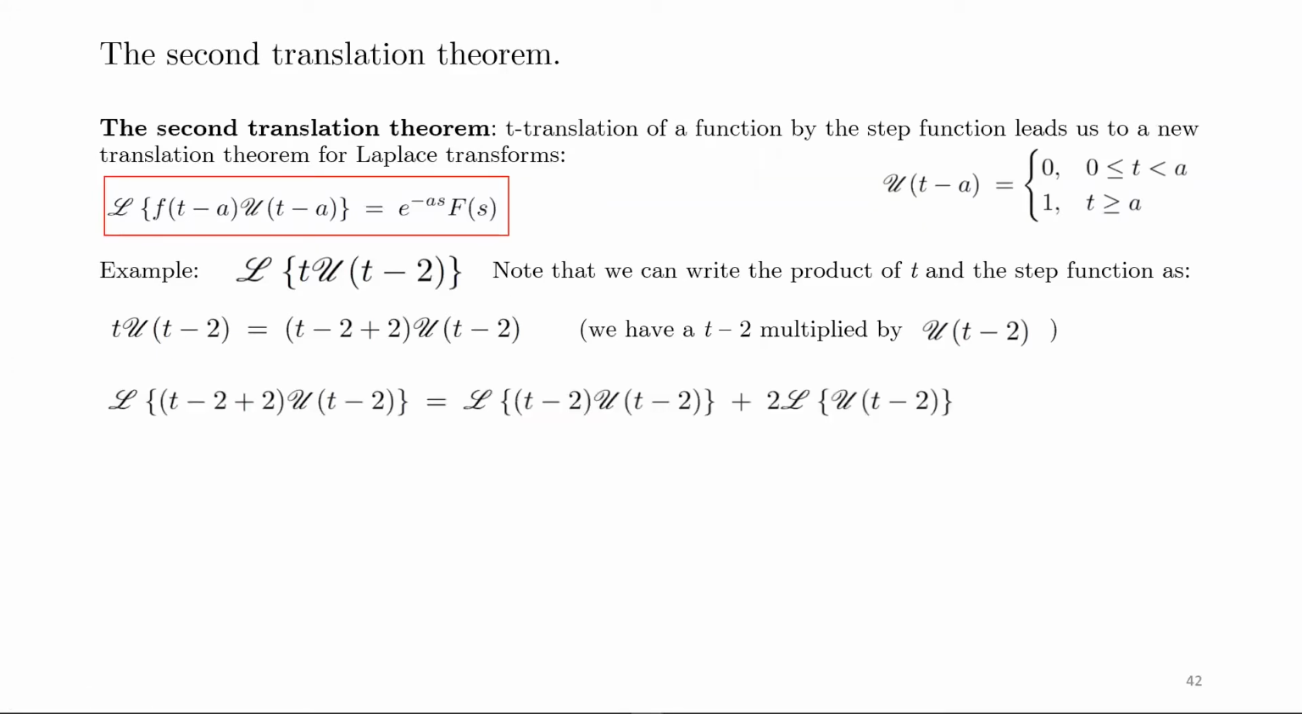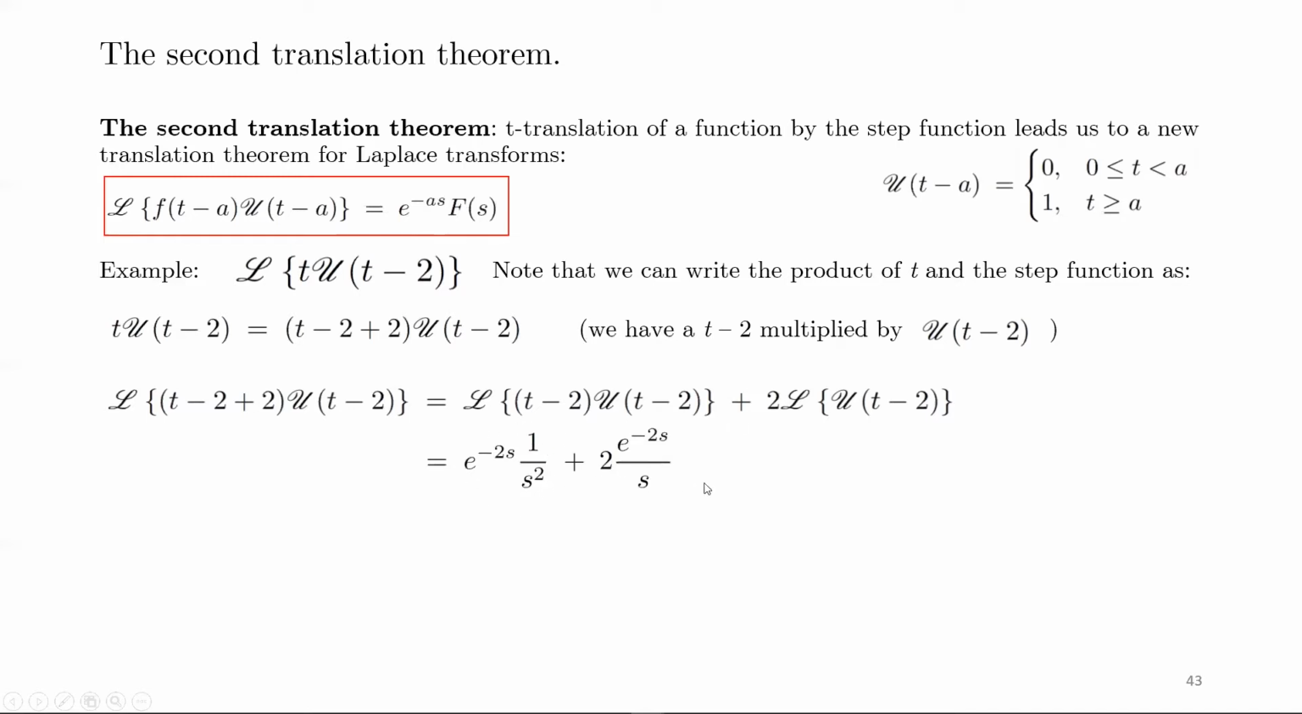So just writing that out. Now this first Laplace term here is exactly in the form of the second translation theorem. So here a is equal to 2, and the Laplace transform of t, let's recall what that is. The Laplace transform of t is just 1 over s squared. So this first term here is going to be 1 over s squared times e to the minus 2 times s. And that's evaluated here.